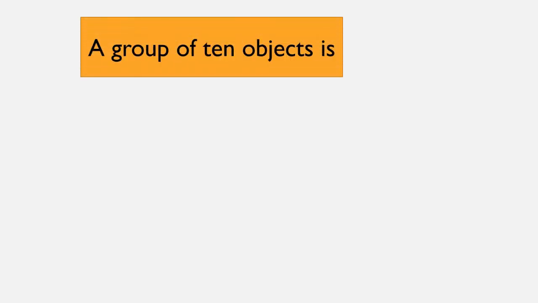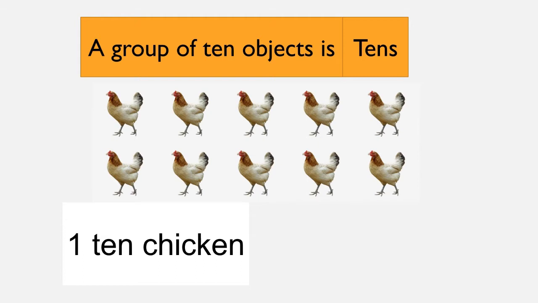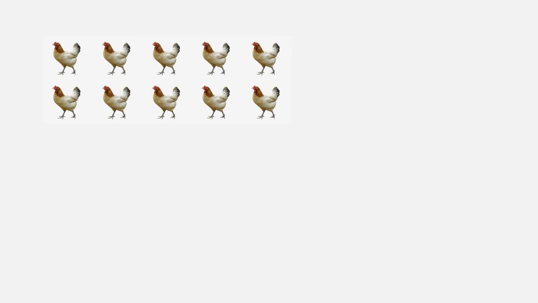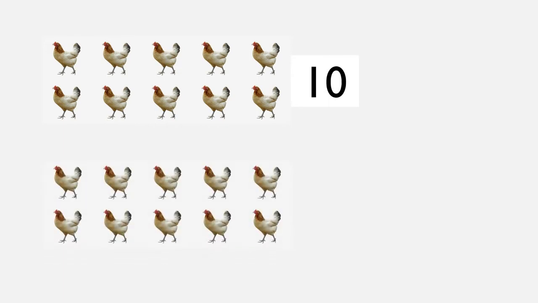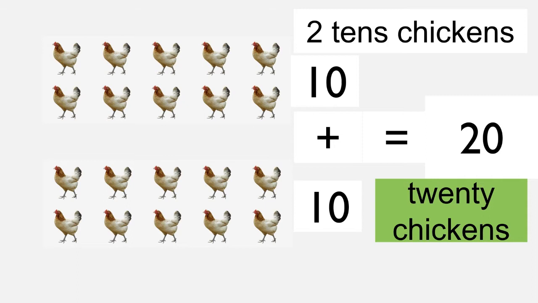A group of 10 objects is a ten. I have one group of 10 chickens. So, I have 1 ten of chickens. 1 ten means 10. 10 chickens. I have 2 groups of 10 chickens. 1 and then 2. 2 groups of 10 chickens. 2 tens of chickens means 20 chickens.